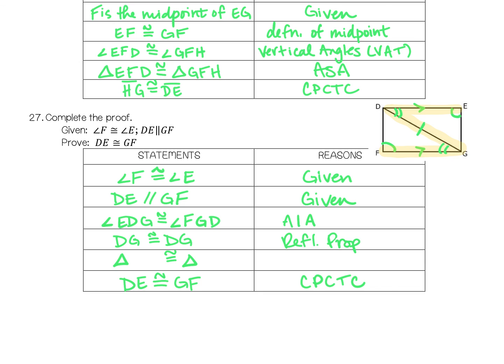And then that's enough now to say that the two triangles are congruent by angle, angle, side.